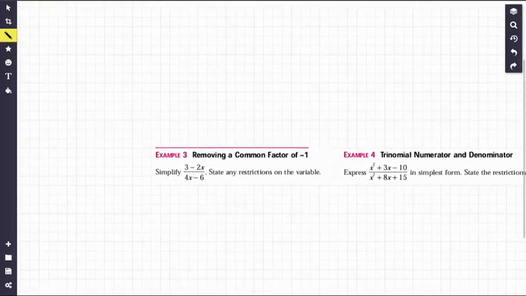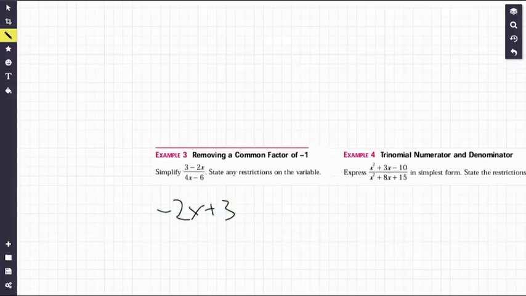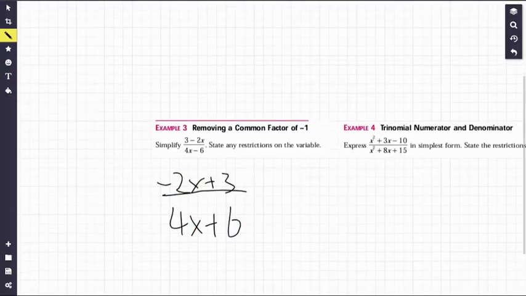Removing common factor of -1. So what is a common factor of -1? Usually we want to have the variable at the very start. So unlike -3 minus 2x, we want -2x plus 3. I don't know why, that's just how it works. But now you'll realize, oh look, we can't simplify anything.